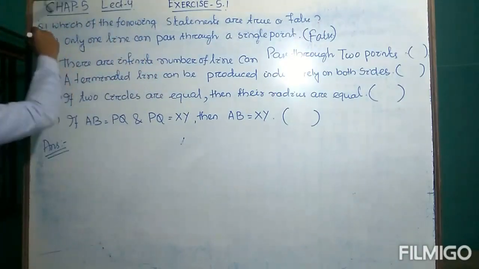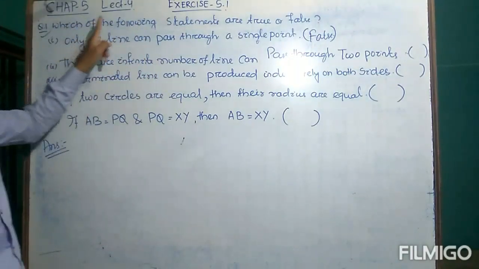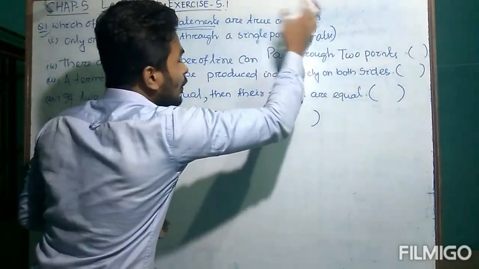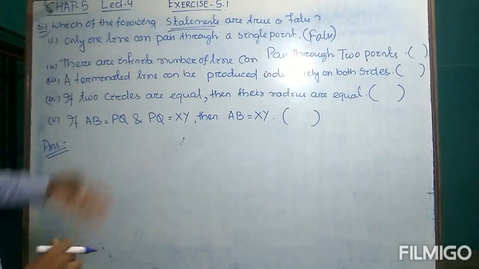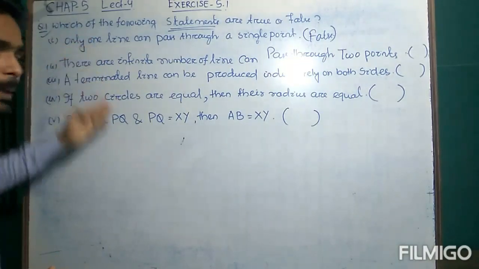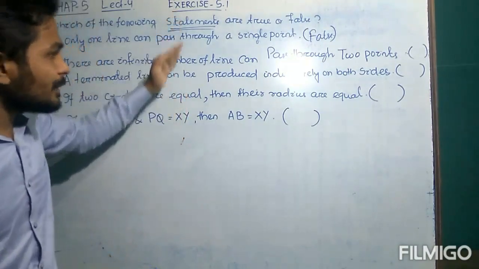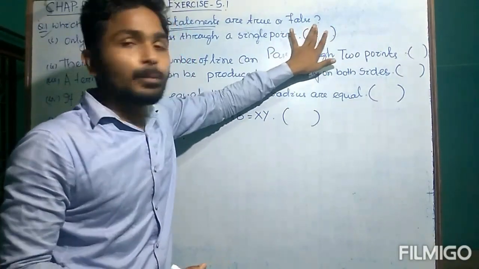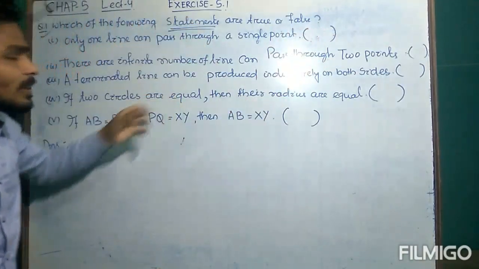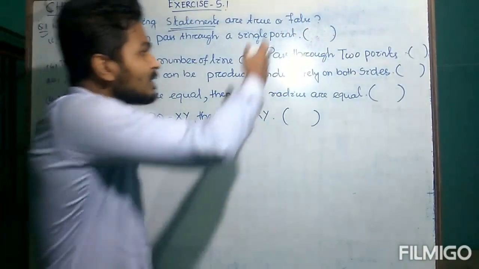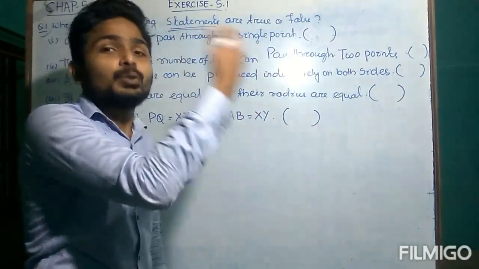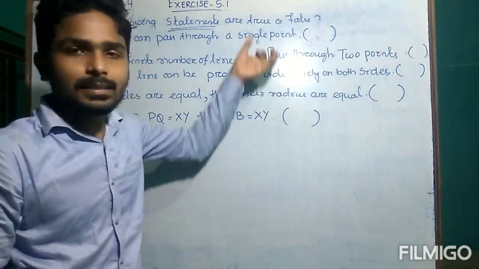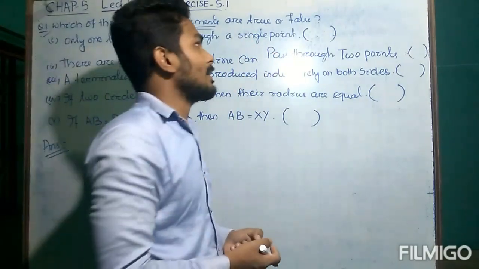In question number 1, the instruction given is: which of the following statements are true or false. You have to identify, out of these 5 statements, not sentences, which are true and which are false. Why are these known as statements? Because these sentences have two possibilities, either they are right or they are false. That is why they are known as statements, not sentences, right?